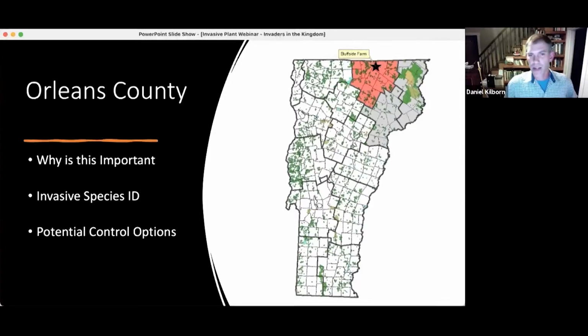So we'll discuss why we're paying attention to this. We'll get a crash course on ID from Emily on some of the most common invasive species. And we'll hear about control methods from Sam that we're actually using on the farm. All with the long-term goal of restoring a full suite of native plants.